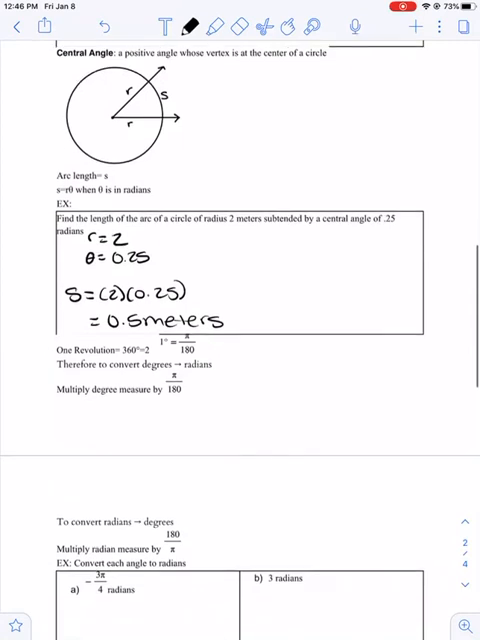Next, we're going to be looking at revolutions and changing degrees to radians and radians to degrees. So like how 90 equals pi over 2.